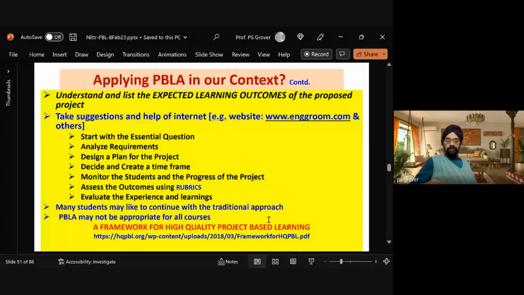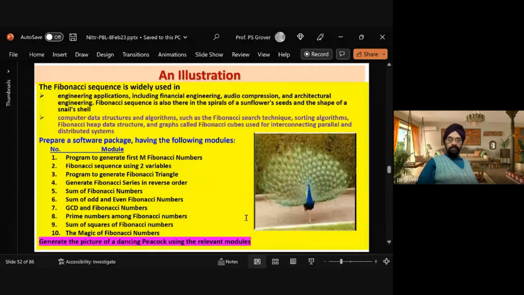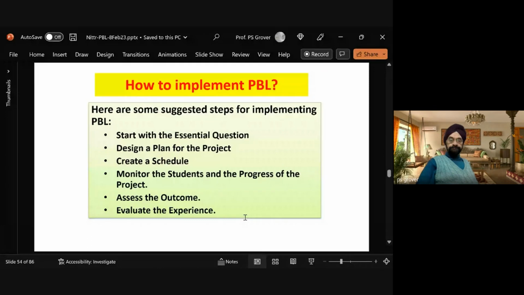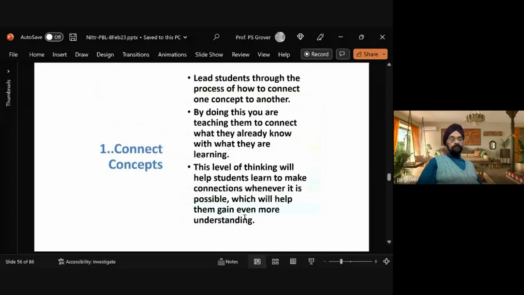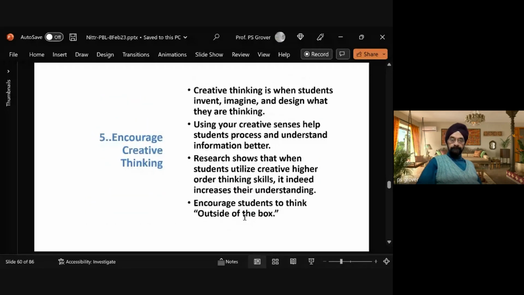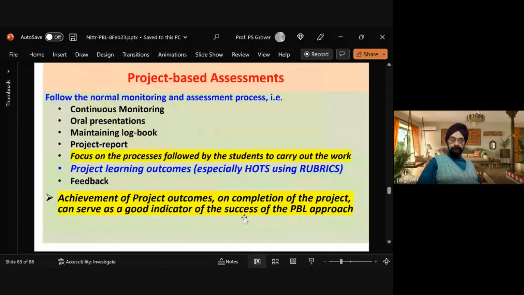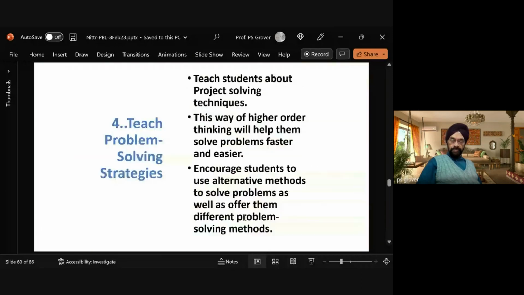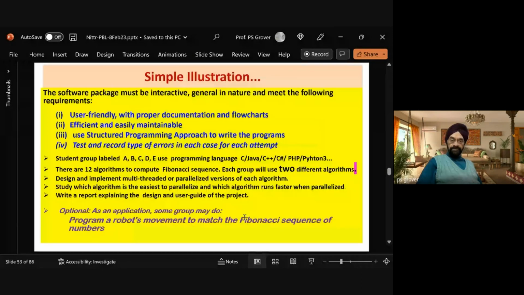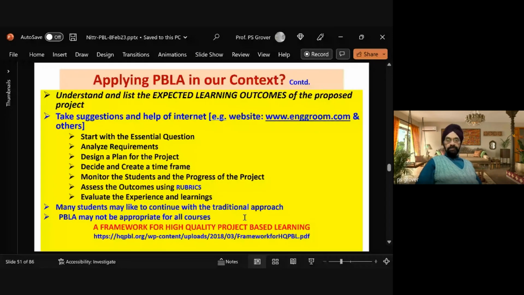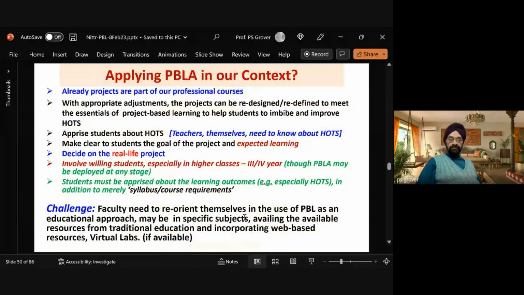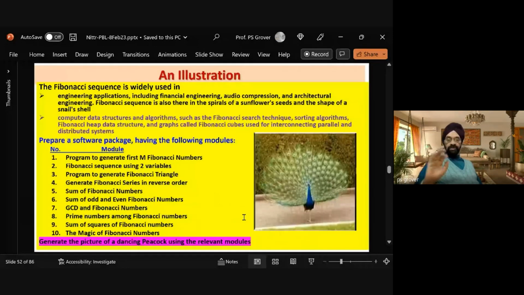Now, let me give you an example. How to implement PBL? I think maybe after having done this, now you will appreciate. Now, when I want to apply it in the classroom itself, let me give you an example.